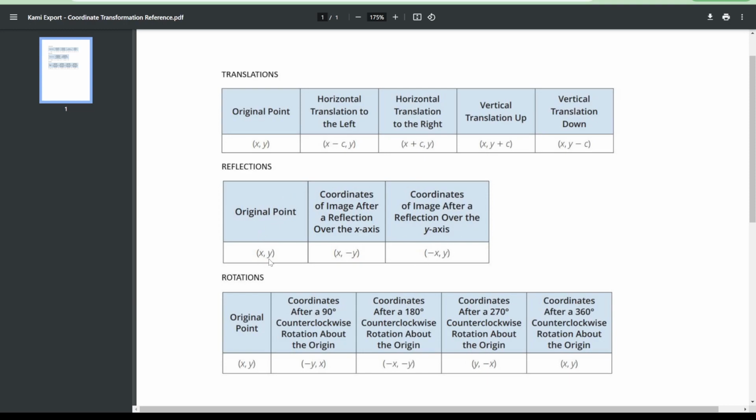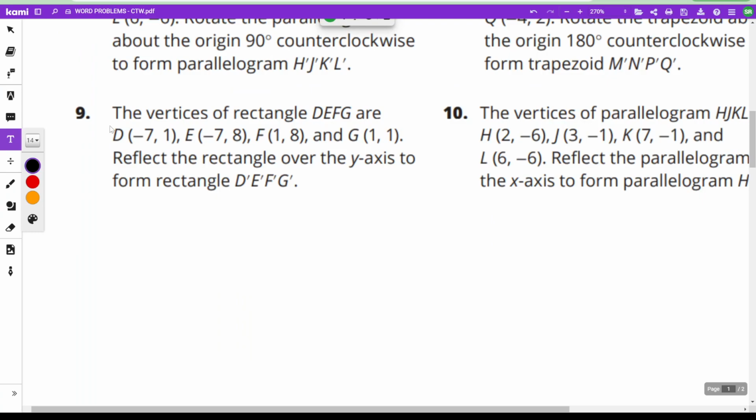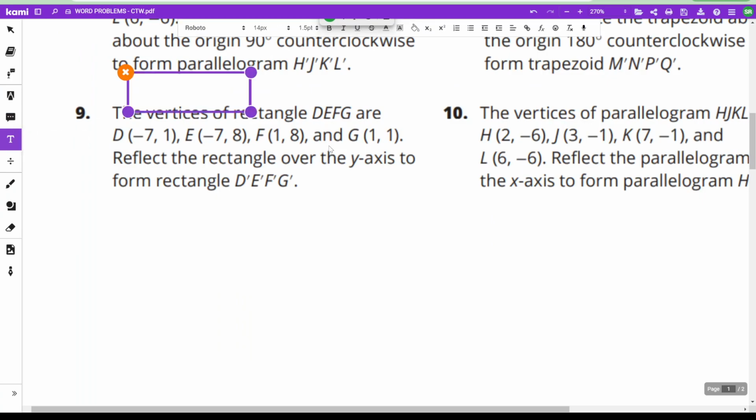So right here we have our transformation for reflecting over the y-axis. We're going to take our original point (x, y), and we're going to transform it such that we have (-x, y). Okay, so let's go ahead and write this up here just to have as a reference. We take (x, y), and we flip the sign on the x, and the y stays the same.